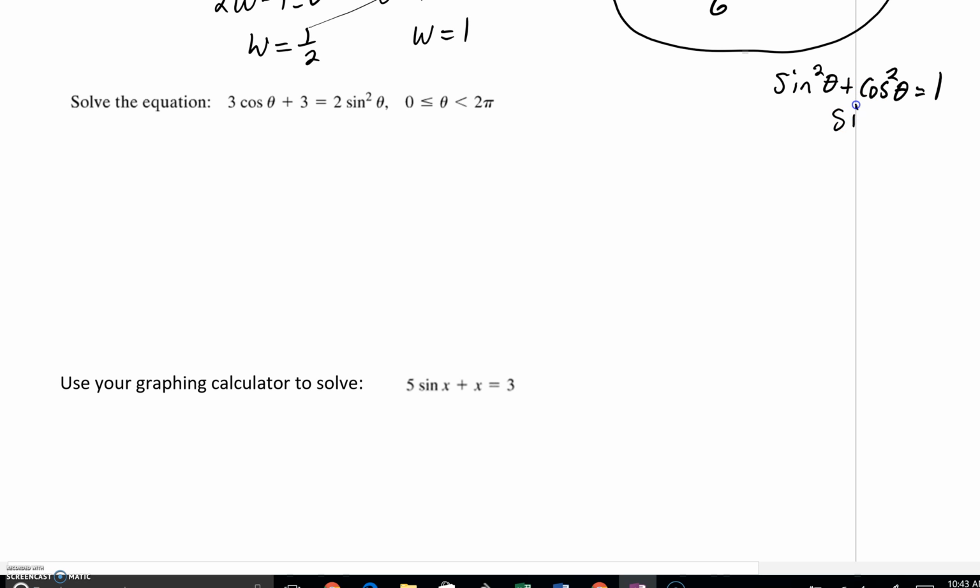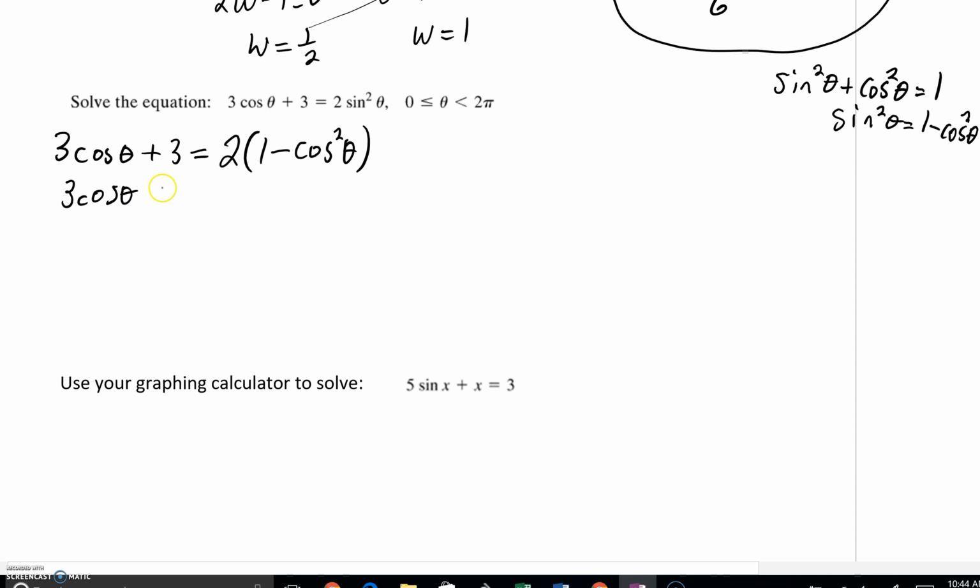I could subtract a cosine squared from both sides to come up with sine squared is 1 minus cosine squared. I'm going to rewrite this problem using that identity. That instead of writing sine squared, I will say that's equivalent to 1 minus cosine squared. The reason, of course, is now I have only one trig function in this equation. As I distribute the 2 on the right, we'll get a 2 and then minus 2 cosine squared of theta.